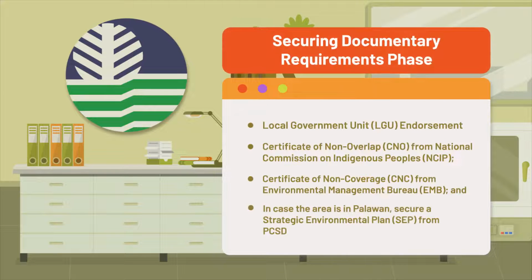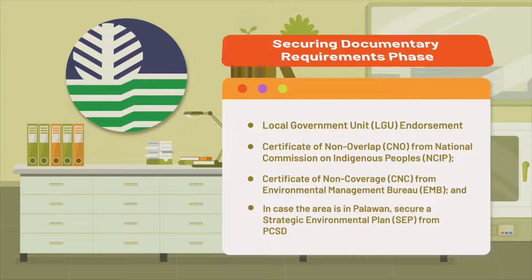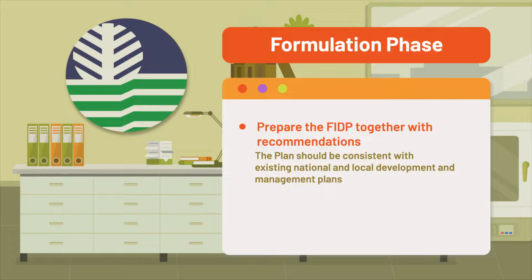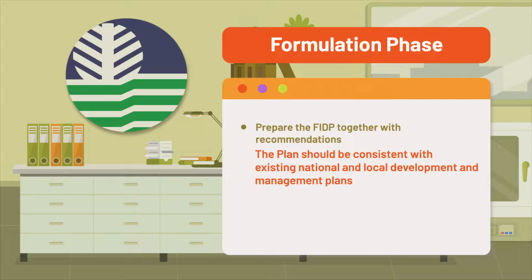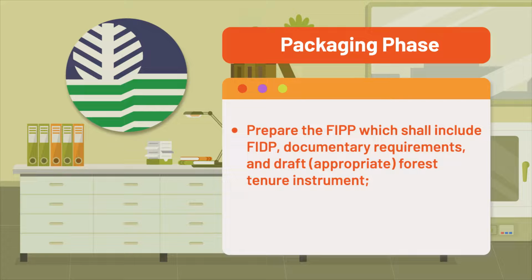In securing the documentary requirement phase, the FIPA TWG shall secure the Local Government Unit endorsement, Certificate of Non-Overlap, Certificate of Non-Coverage, and in case of Palawan, Strategic Environment Plan. While in the formulation phase, the FIPA TWG shall prepare the FIDP, which is consistent with existing national and local development management plans. Lastly, in the packaging phase, the FIPA TWG shall prepare the FIPP including the FIDP, documentary requirements, and draft appropriate forest tenure instrument.